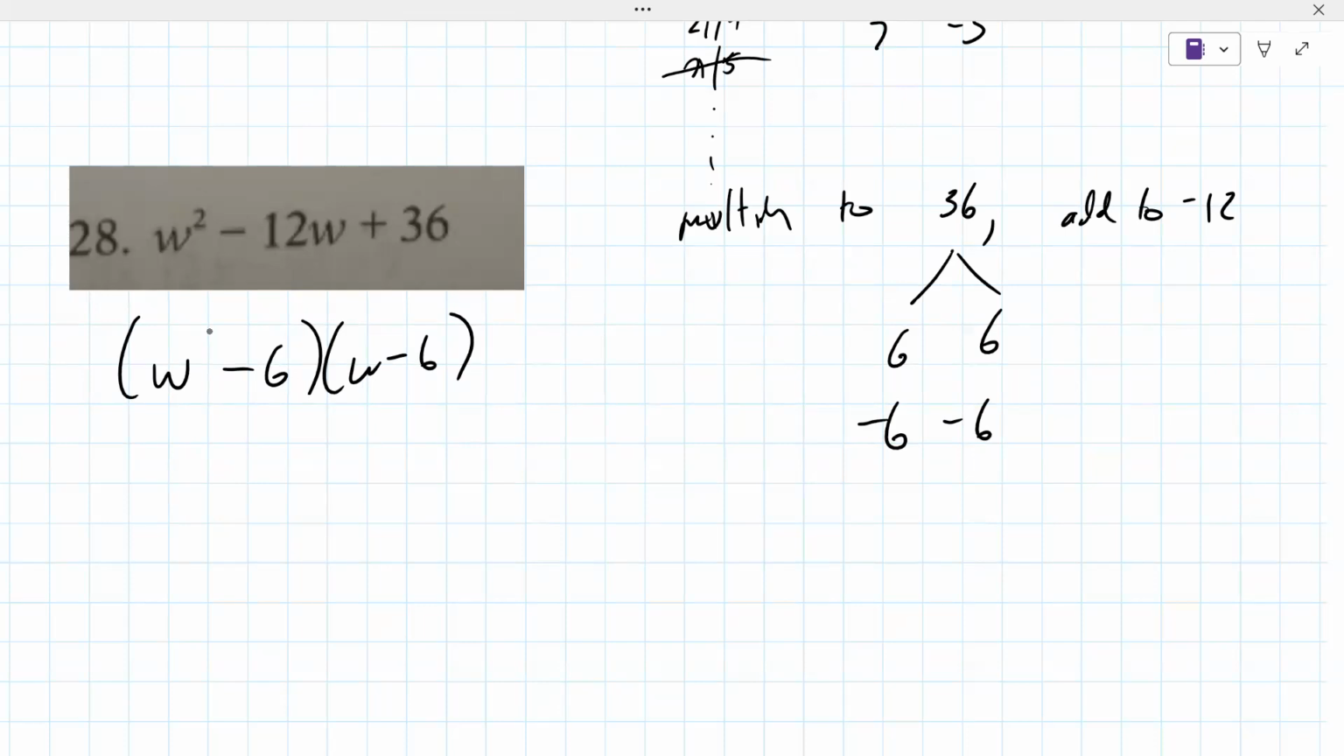Calculator. This is 28. Okay. All right, any questions on that before we go back to 27?